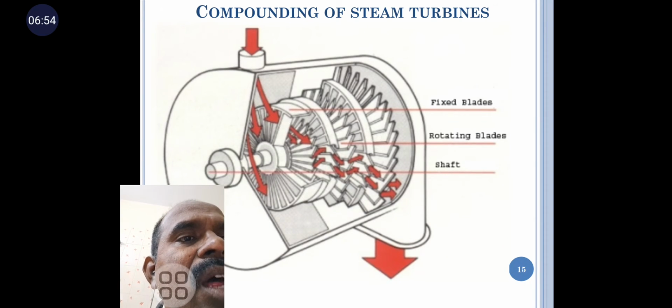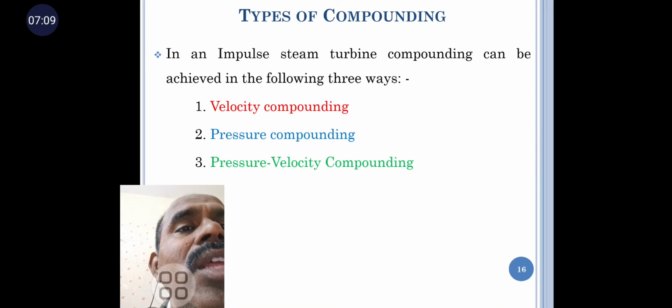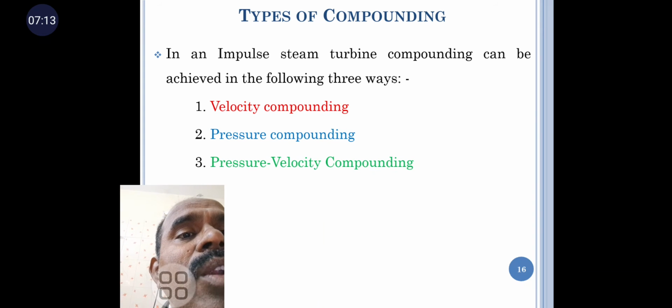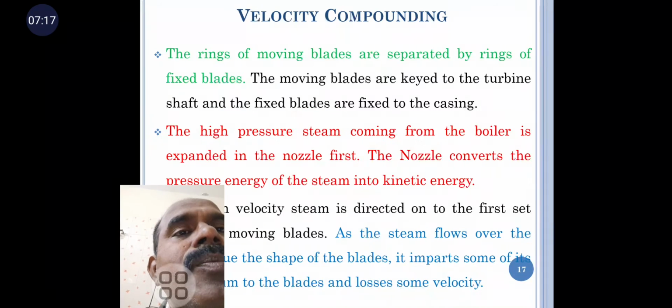That is called shaft, fixed blade, rotor blade. So the number of stages are there. The velocity is reduced, the rpm of the rotor is also reduced, and pressure losses are also reduced. Next one, three types of compounding. First one is velocity compounding, second one is pressure compounding, third one is pressure and velocity compounding.